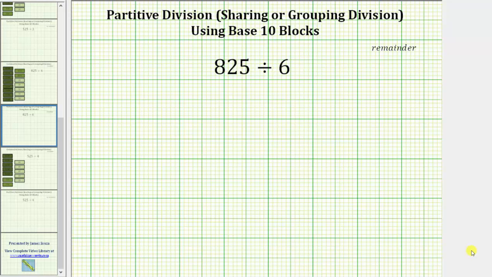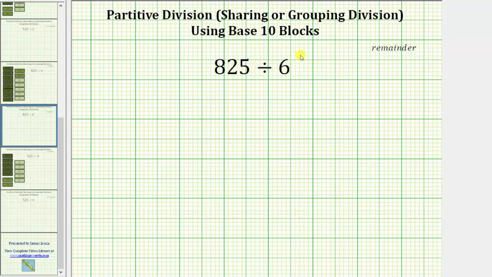Welcome to an example of partitive division, also known as sharing or grouping division, using base 10 blocks. We are given the quotient 825 divided by 6. We can view this quotient as beginning with 825, and because we are dividing by 6, we want to try to form 6 groups, with each group containing the same amount, or we can think of this as beginning with 825 and trying to share this equally among 6 groups.